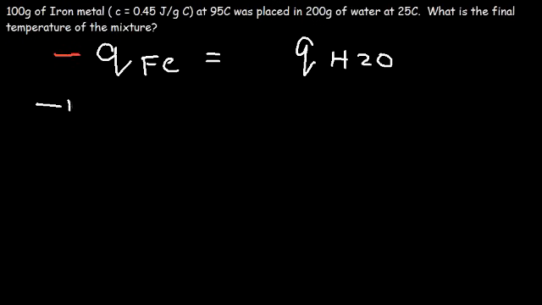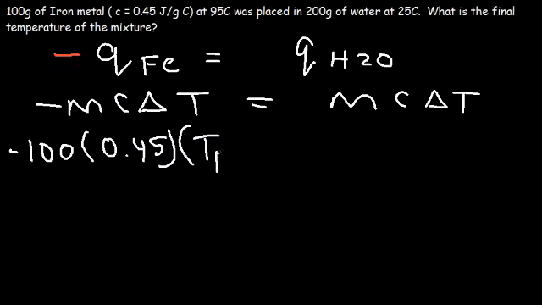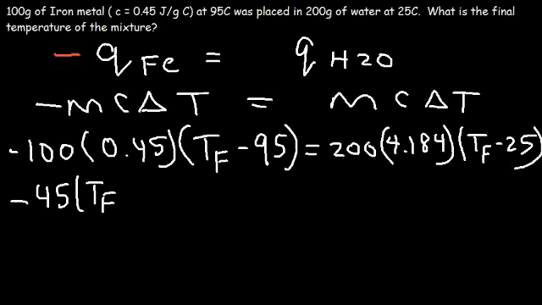So now let's solve it. So negative MCΔT is equal to MCΔT. So we have 100 grams of iron metal. The specific heat capacity is 0.45. Delta T is the final temperature minus the initial temperature of iron metal, which is 95. And that's equal to the mass of water, which is 200, times the specific heat capacity of water, 4.184, times the final temperature minus the initial temperature of water, which is 25. So 100 times 0.45 is 45. 200 times 4.184 is 836.8.